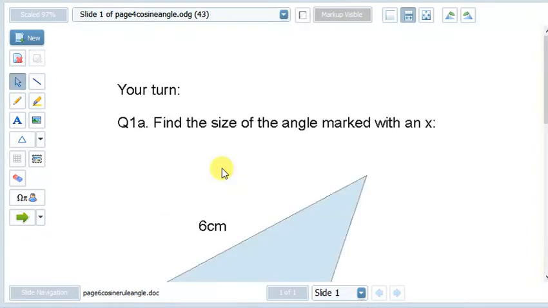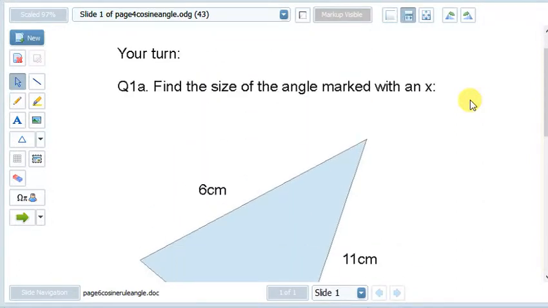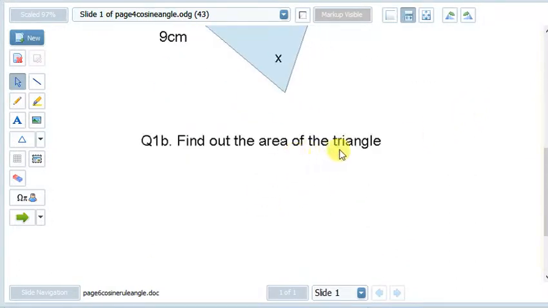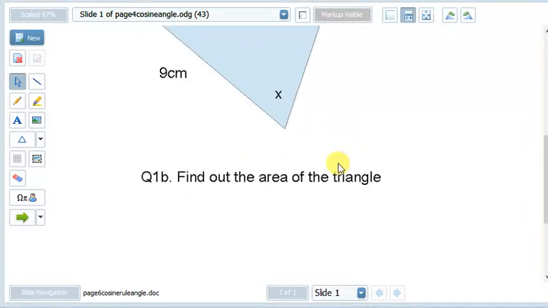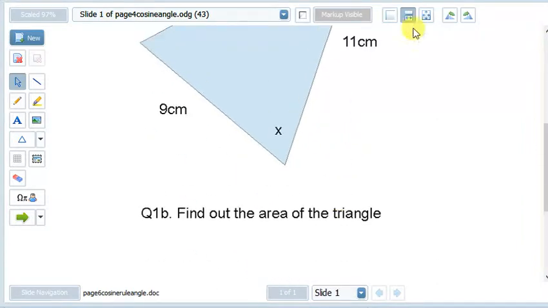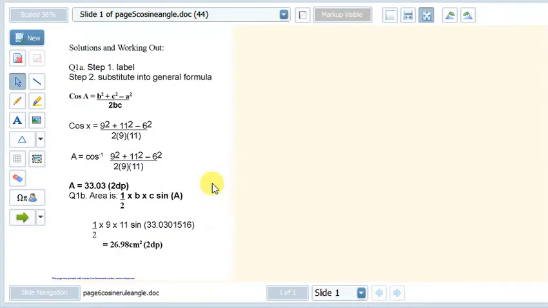Okay, so it's now your turn to have a go at one, and I've added an extra question in here, and it's find the area of the triangle. Okay, so that's quite straightforward, but if you don't know the formula, then it probably won't be. Okay, so just pause your video at the moment and have a go at completing that question. Okay, so let's go through the answer to that question.